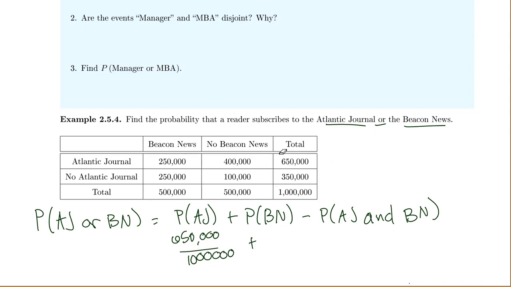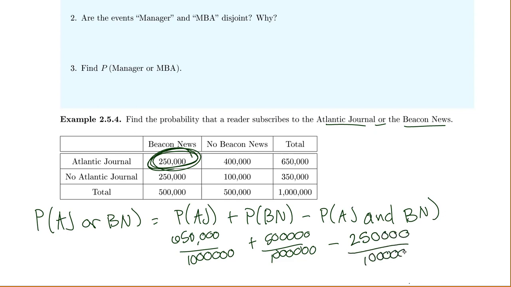Now for Beacon News, you'll need everything in the Beacon News column. So that's 500,000 out of a 1,000,000. But we counted this cell right here twice. This one was counted twice. So let's subtract it back out. So the probability of the intersection was 250,000 out of 1,000,000. And if you put all this into your calculator, you should get 0.9. So we have a 0.9% chance that they subscribe to the Atlantic Journal or the Beacon News.